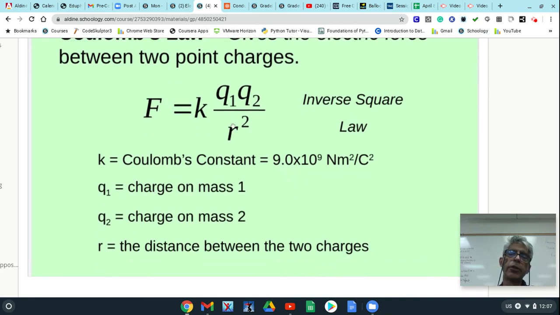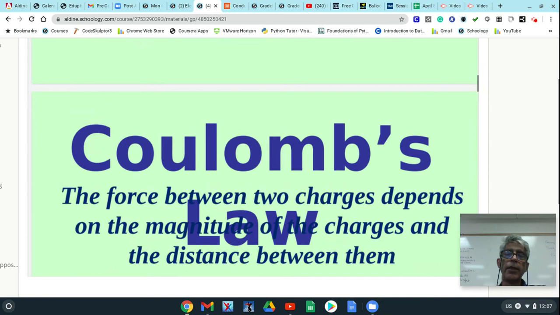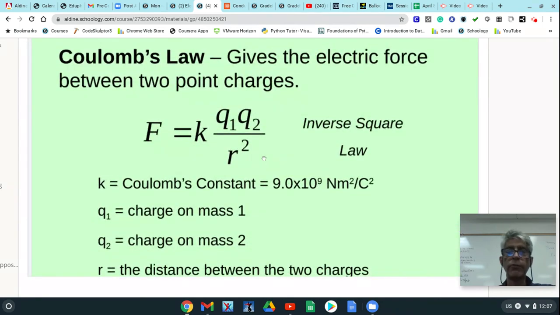Okay, so Q1 is the charge of object 1 or mass 1. Q2 is the charge on object 2 or mass 2, and then r is the distance between the two charges. And so, just like gravity, if you remember when we doubled the distance between two planets, the force of gravity went down by a factor of 4. We could see that gravity follows the inverse square law. That's what we call it when the bottom is divided by r squared. And so Coulomb's law, like the law of gravity, is also an inverse square law.